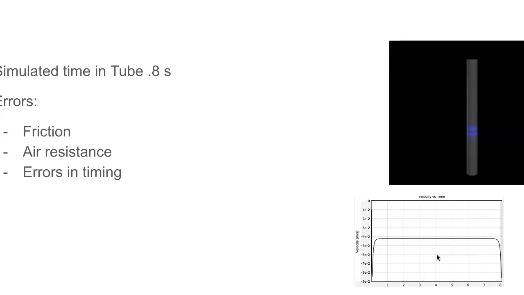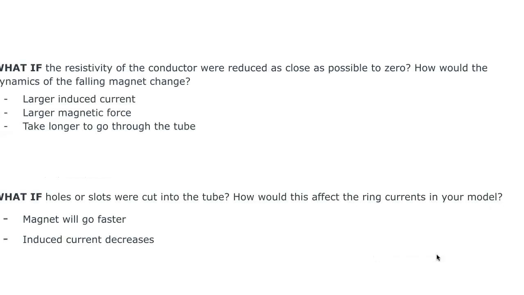Some of the errors that we might think about are that there was some friction in the tube that we might not have accounted for, and maybe there was some air resistance as well, or maybe there were some errors in timing. We also don't know if there might have been some imperfections in the tube itself. That's also something that we could potentially consider in terms of errors.